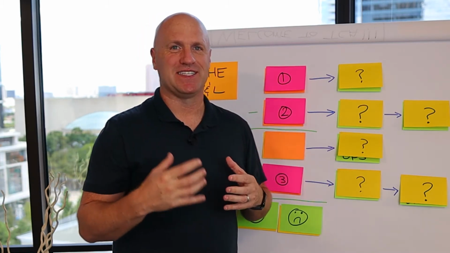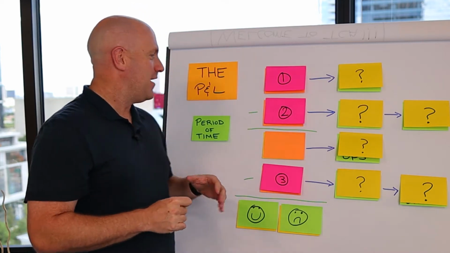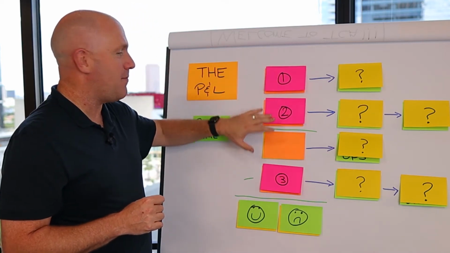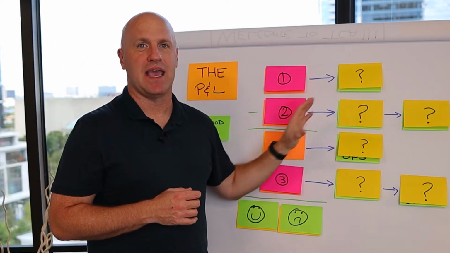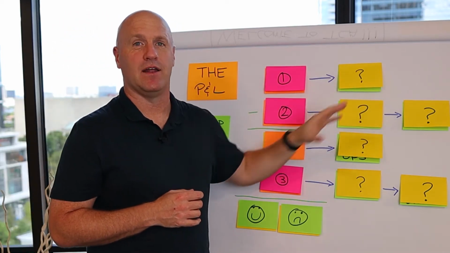All right, let's jump into some of the mechanics of a P&L. A P&L has three primary sections. So I'm going to go into each of those sections and I'm going to give you some examples and a little bit further detail on what they mean.